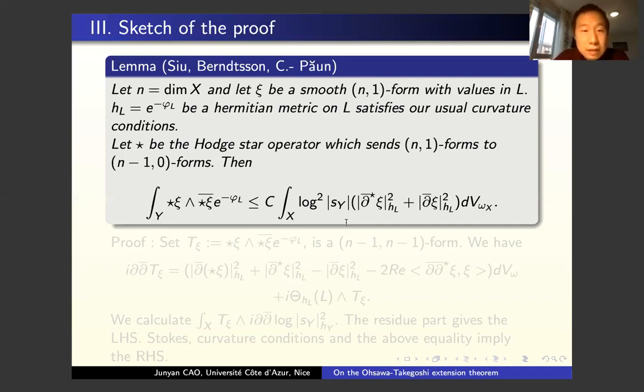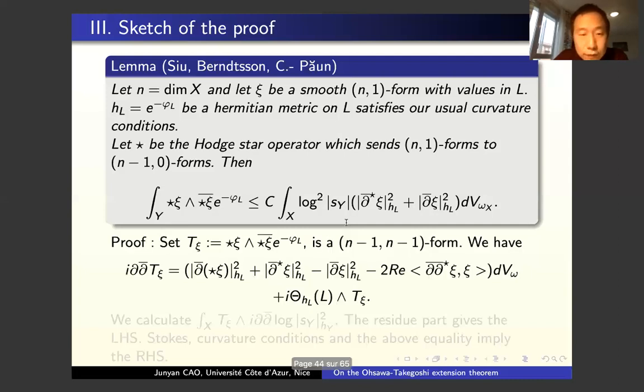Since we do not have enough time to prove the lemma, I would just like to explain the idea of the proof. Now we just take C to be the (n-1) form, defined as follows. Ying-Hong-Su proved that dd bar of C is in fact equal to this form.